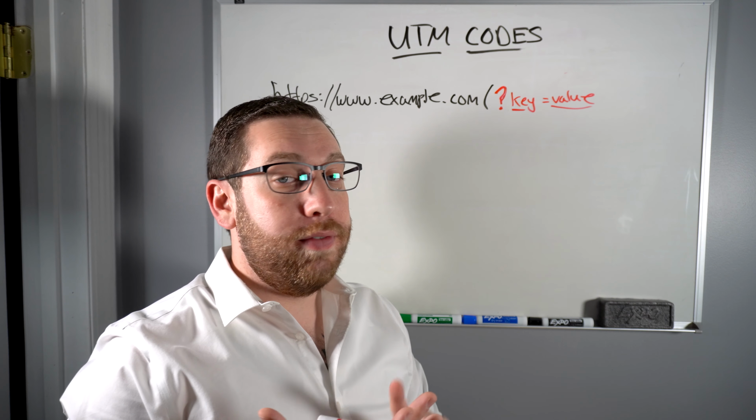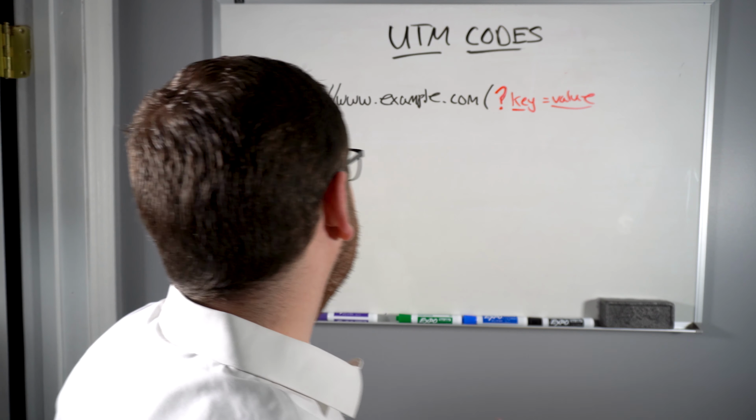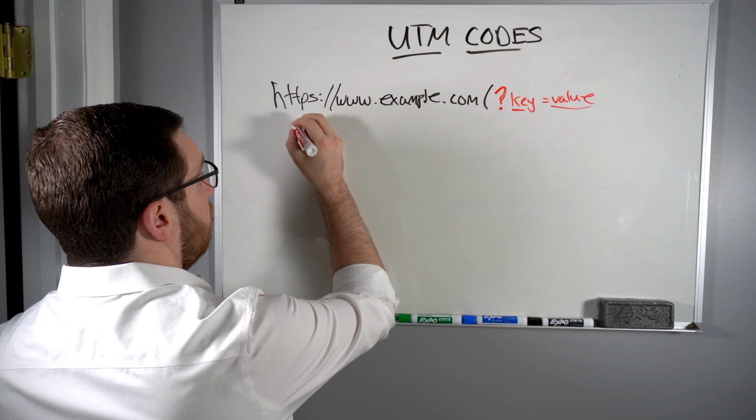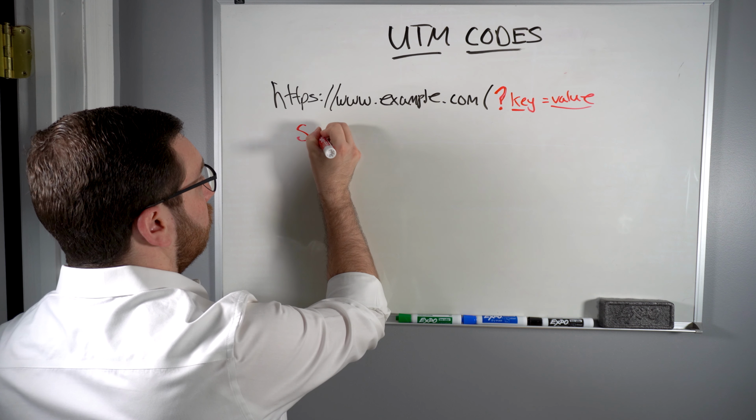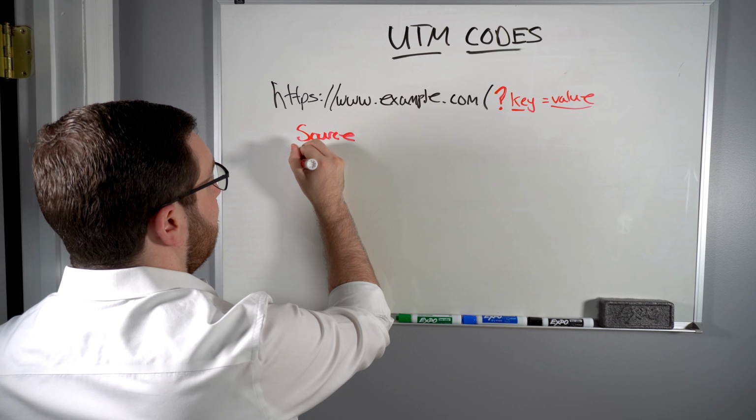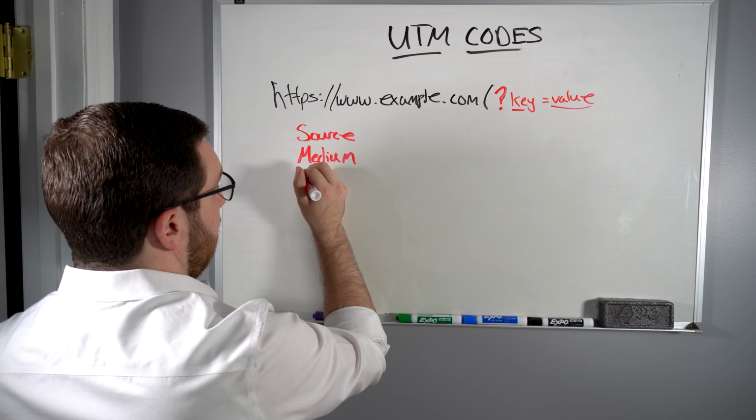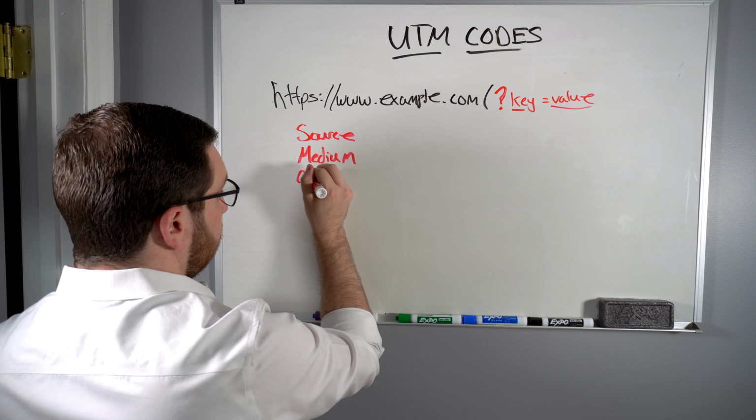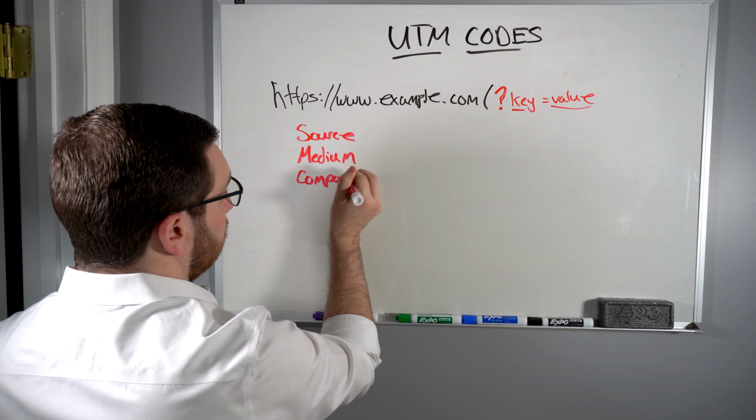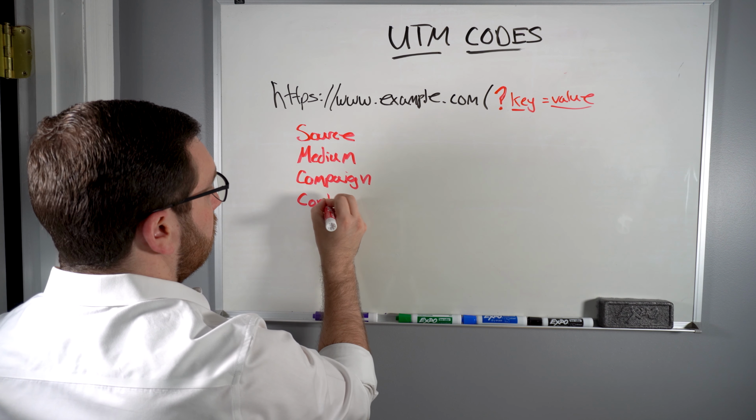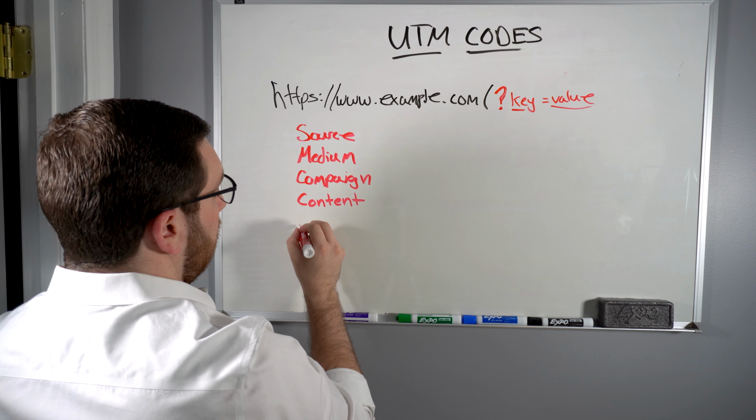I believe there's 5 basic UTM codes, okay? So we have source, we have medium, we have campaign, we have content, and we have term.